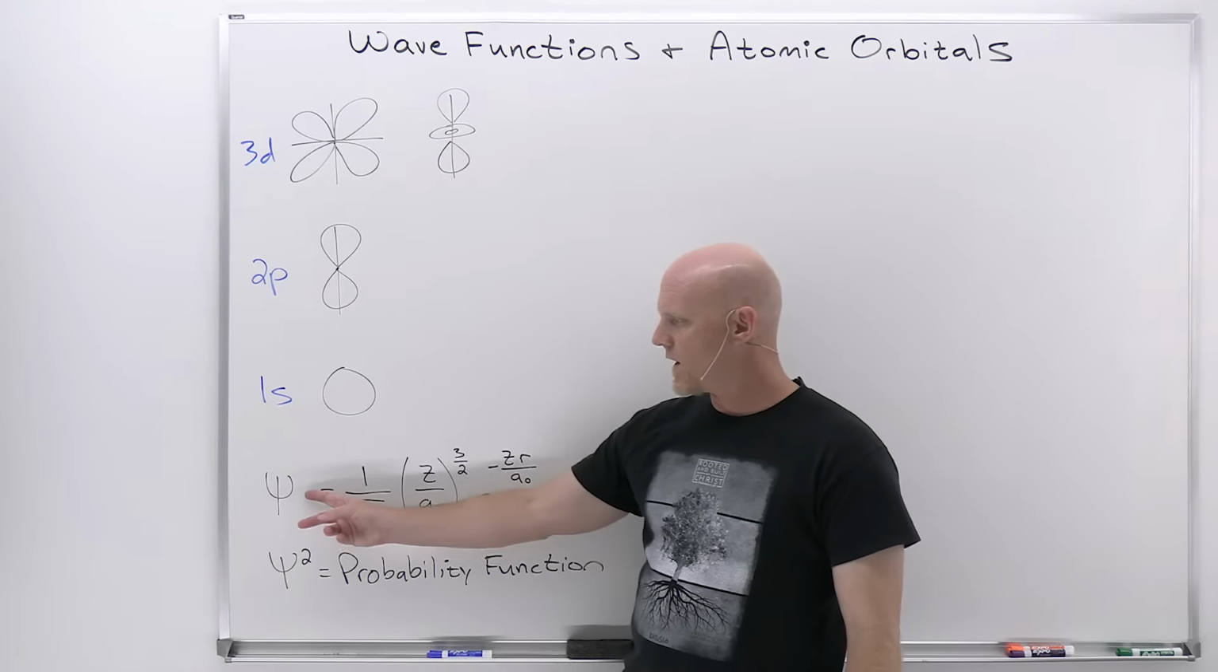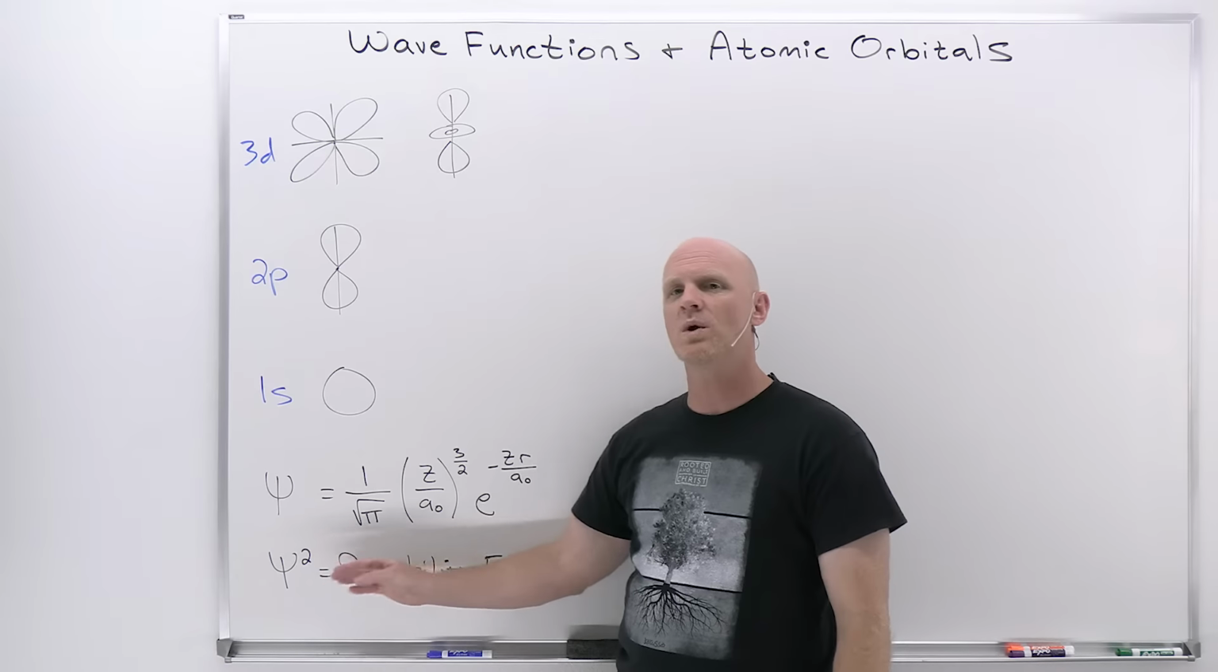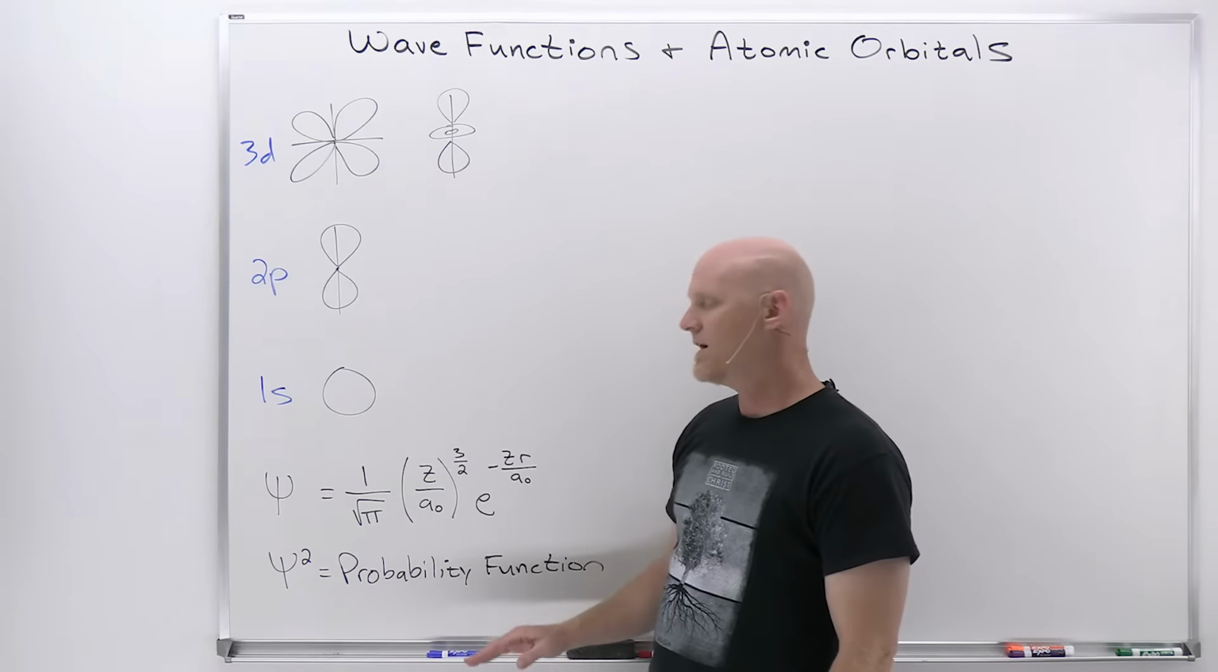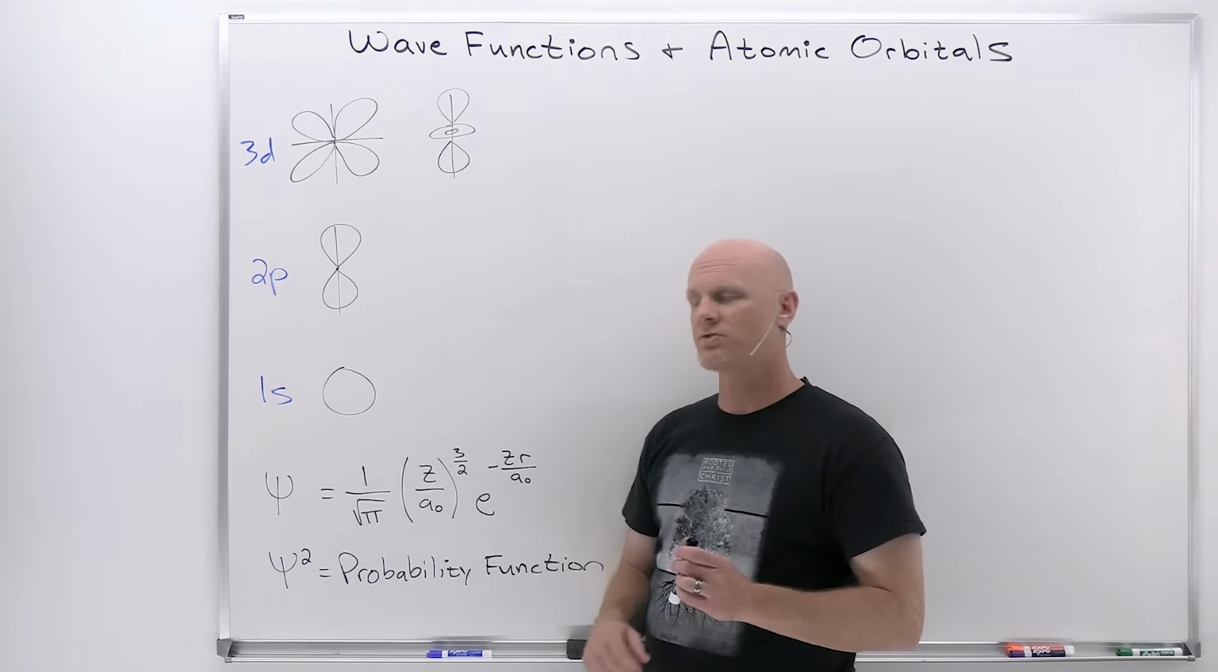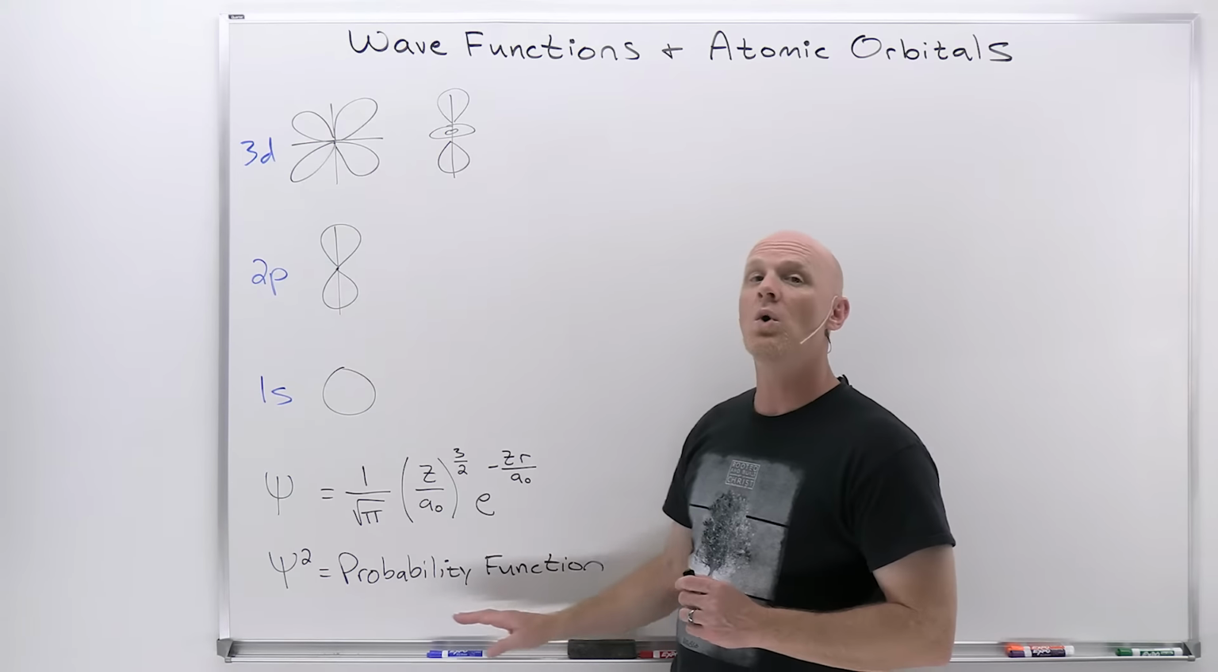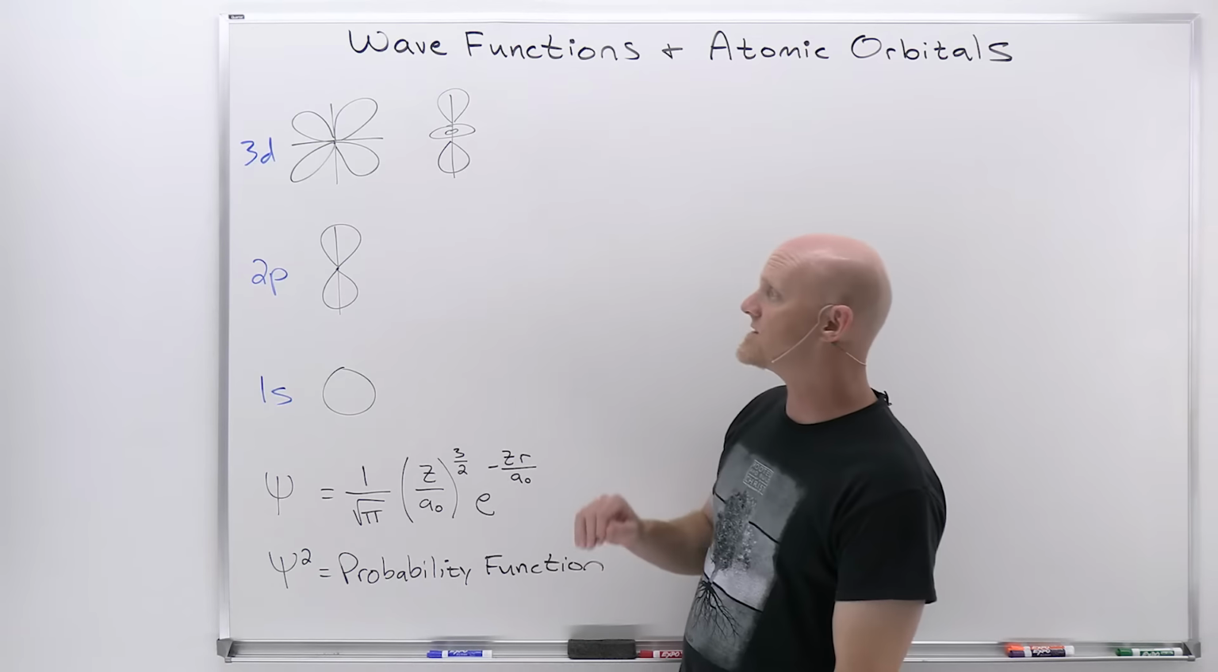And so what we do is we square these wave functions, and the wave function squared, that is what actually describes the probability of where you can find the electron. And sometimes you hear it called the probability function or the probability distribution function, same difference.